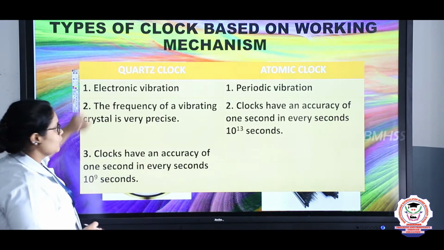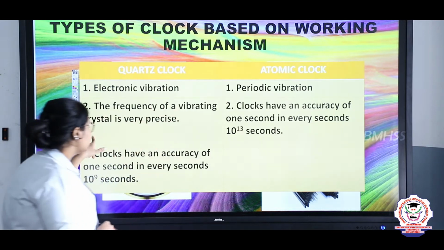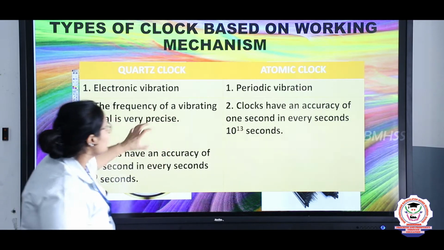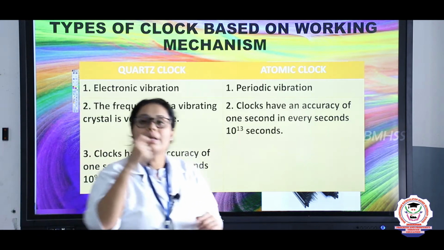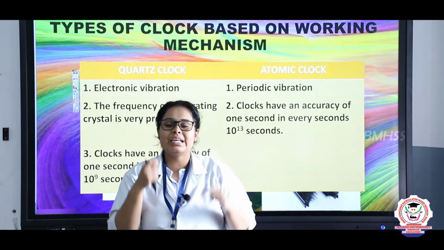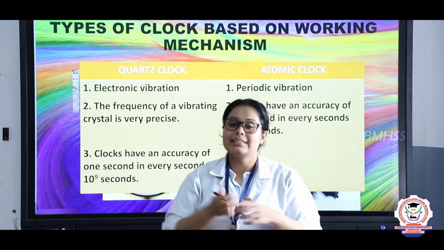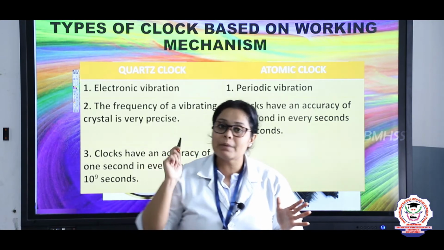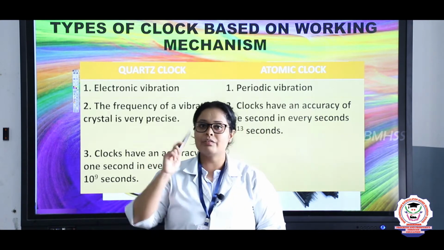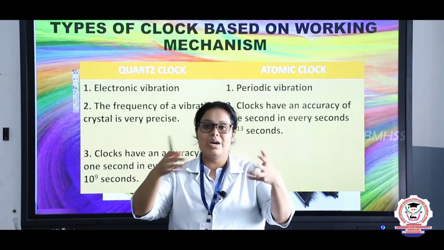Now, let's come to the second point. The frequency of a vibrating crystal is very precise. Here, the crystal is quartz. When this quartz vibrates, it vibrates in a particular way, and the way will not change. That is, if it is vibrating like this, it will keep on vibrating like this. It is not like it will vibrate first like this and then go slow, okay? It will stay in one way.